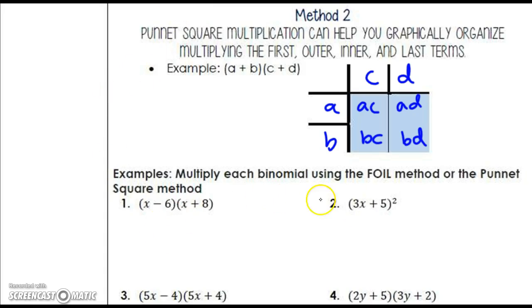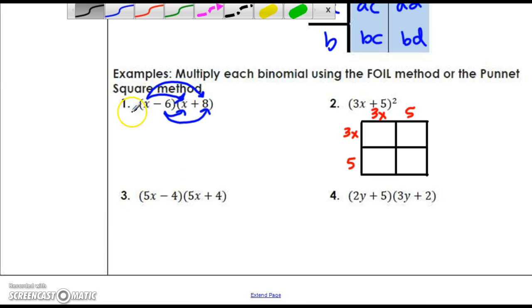We're going to go ahead and do two examples, and then I'm going to leave you to do the last two on your own. All right, so for the first one, I'm going to use the FOIL method. For the second one, I'm going to use the Punnett square method, and then you can choose whatever you want to do for 3 and 4.